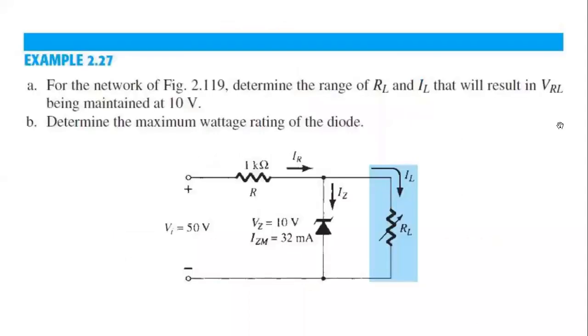You see that here, what is given? You can see that a network is given, but the interesting thing is that there is no value of RL given, and its sign is variable.